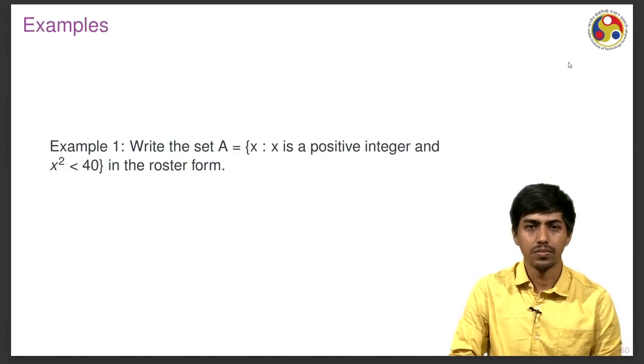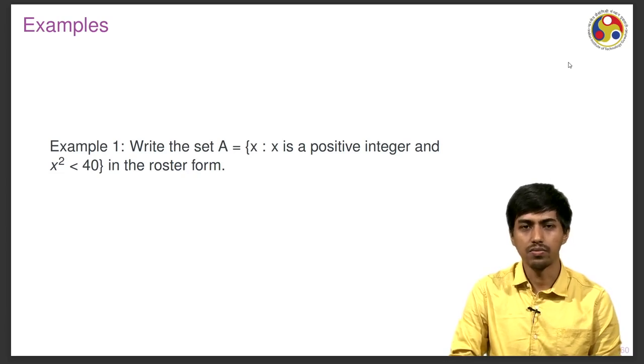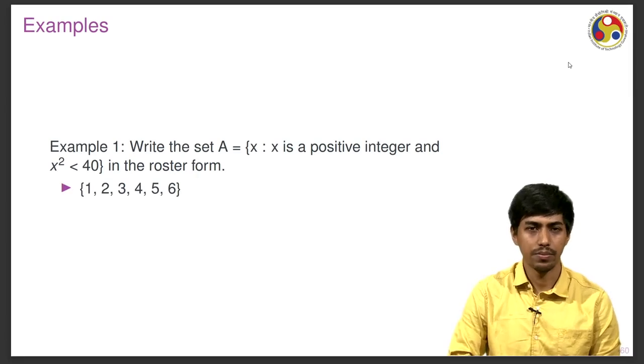In this example, we are asked to write a set capital A, where capital A is equal to small x, such that small x is a positive integer and x squared is less than 40, and we have to write it in roster form, and the answer would be something like this. As you can see, in this particular set, we have 1, 2, 3, 4, 5, 6 as the elements of the set, and all of them satisfy the property that they are positive integers and the square of each of the elements is less than 40.